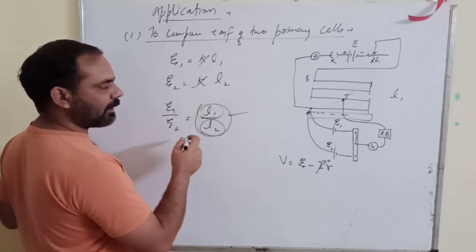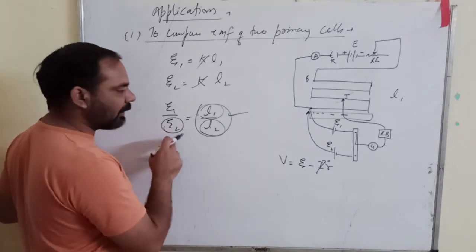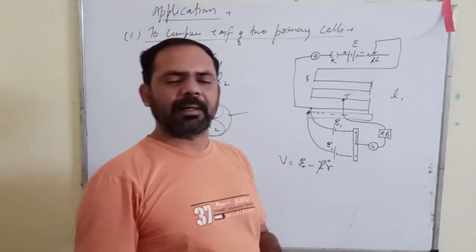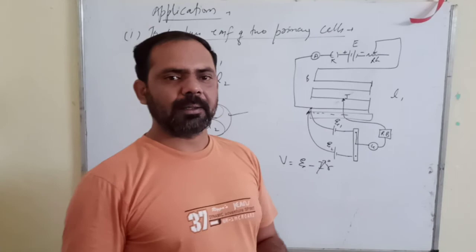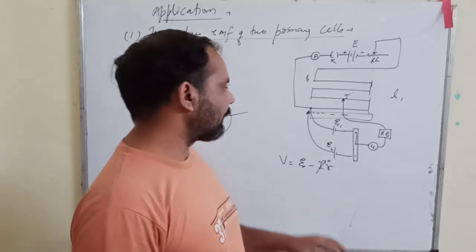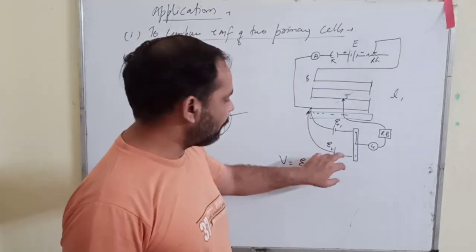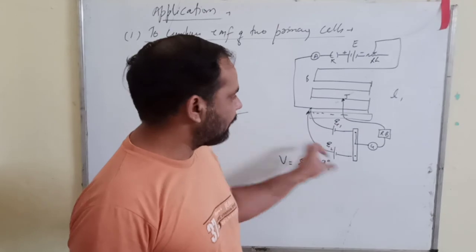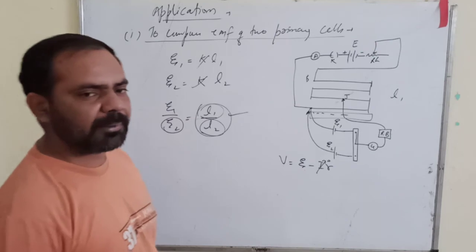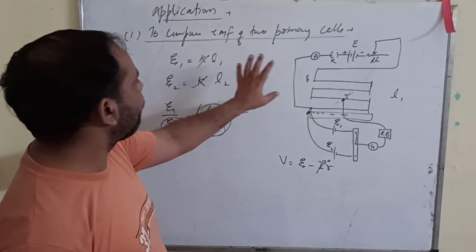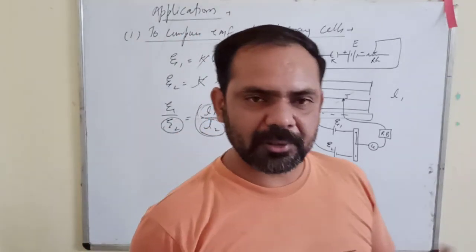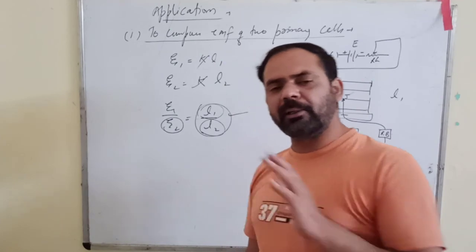Moreover, if you have a standard cell, suppose you know one cell's EMF, then you can find the others also. Suppose you are given a single cell and asked to find the EMF of this cell. You take another cell whose EMF you know, suppose a dry cell whose EMF is 3 volt. Then this is known and this is unknown. With this same method you find the ratio, then put the value of EMF 2 here and find the value of EMF 1. This way you can compare the EMF of two cells, and if one of the given cells is the standard cell, then you can find the value of EMF also.